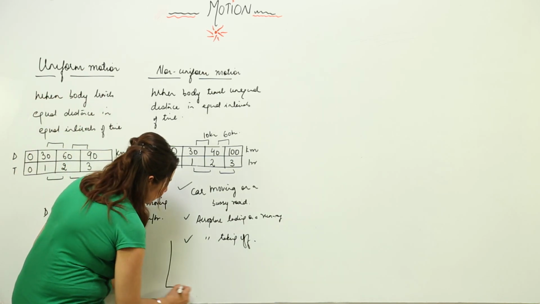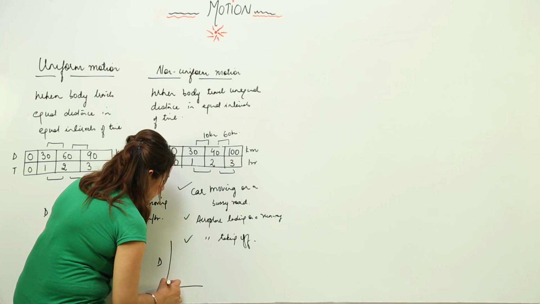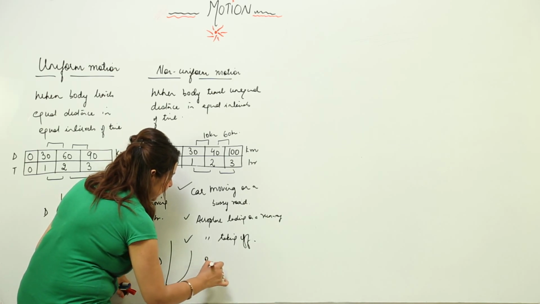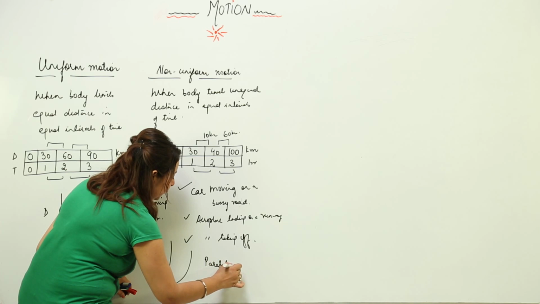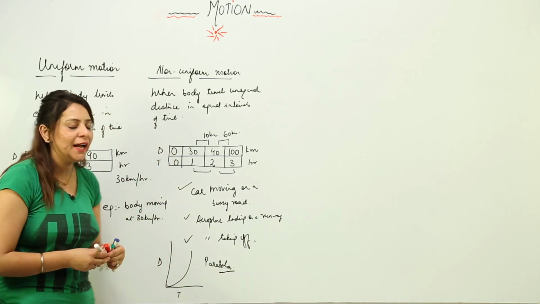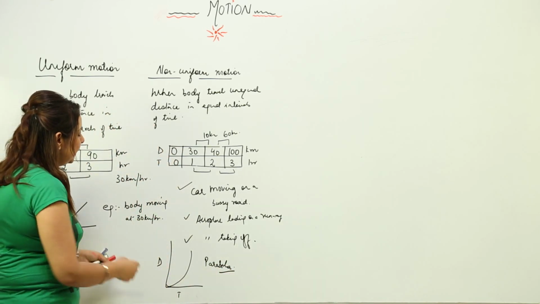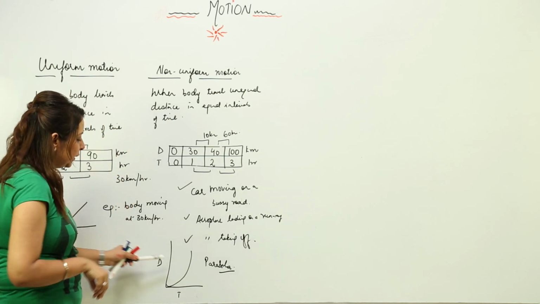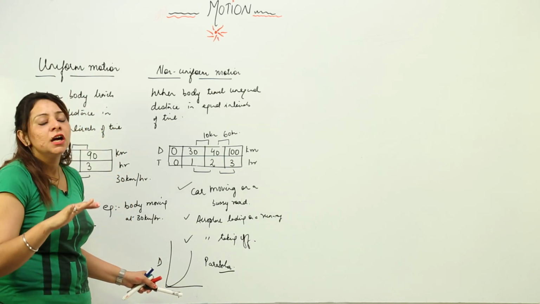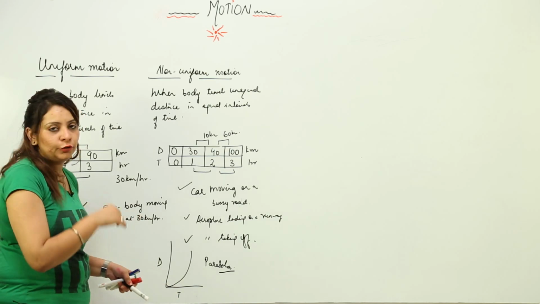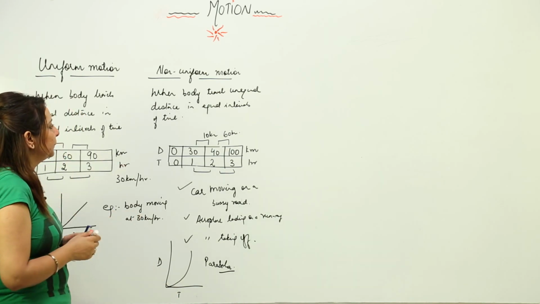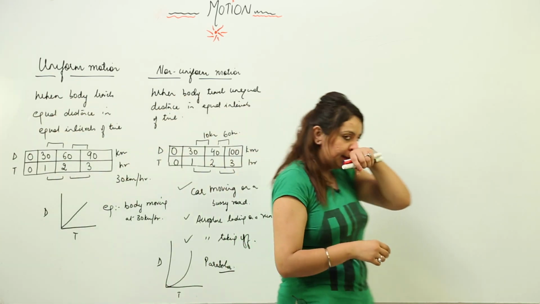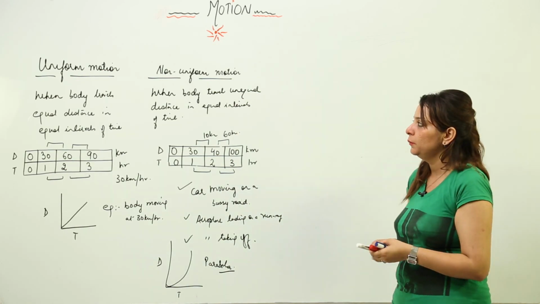And if you plot a graph for non-uniform motion, it comes out to be a curved line, that is a parabola. A parabola is a curved line where there is unequal distance in equal intervals of time. That means they do not vary directly along with each other, they have different values at different intervals of time. So this is uniform and non-uniform motion.